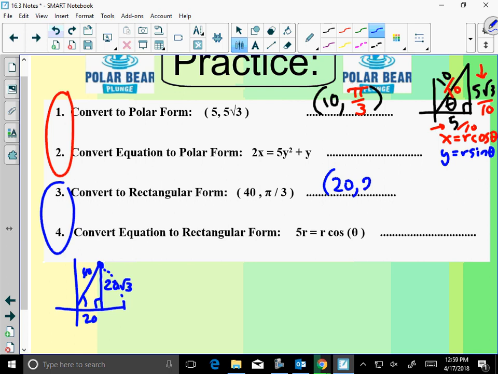20 root 3. You could always check that by going backwards. See if you get the same polar coordinate.